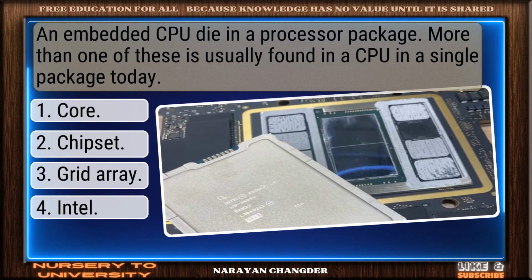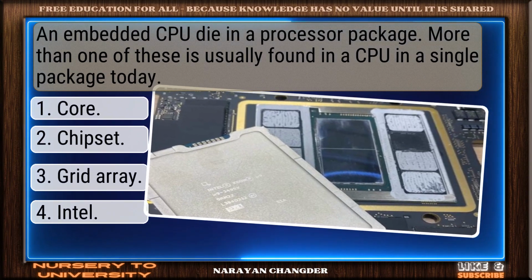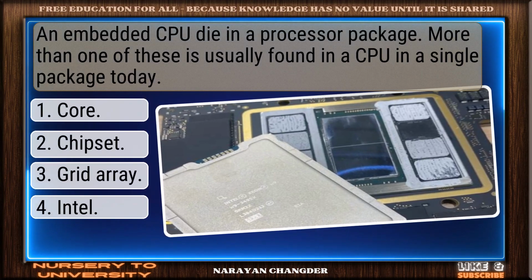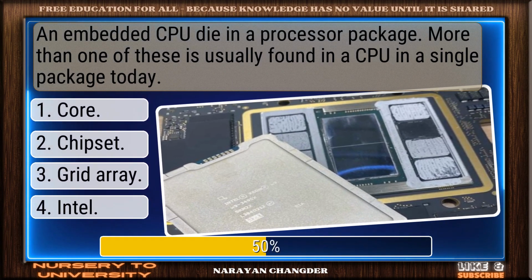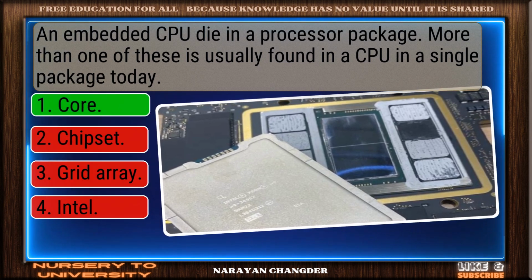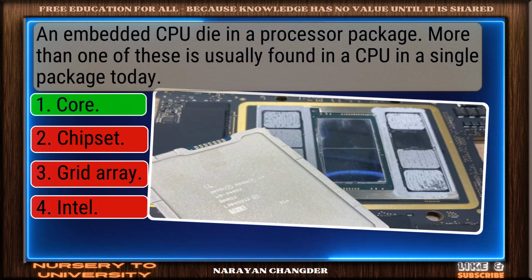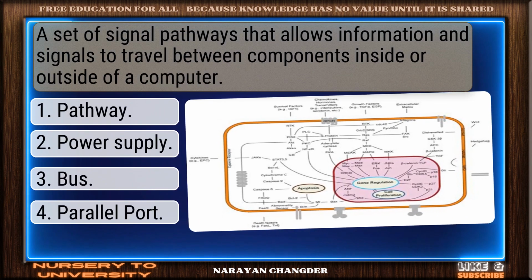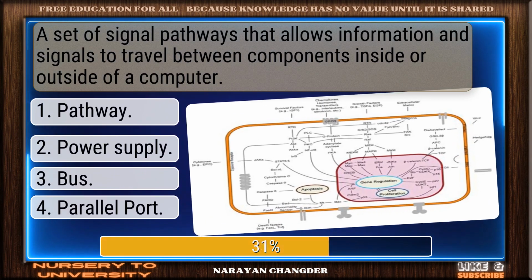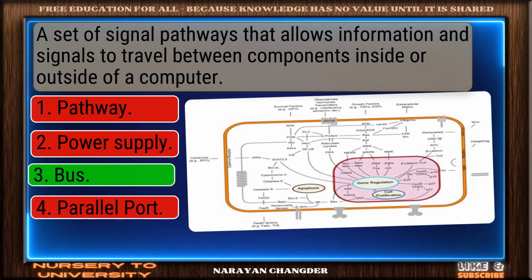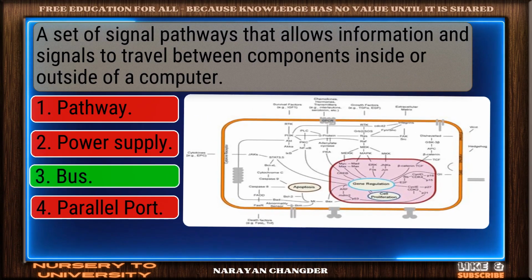An embedded CPU die in a processor package. More than one of these is usually found in a CPU in a single package today. Bravo. Core is the answer. A set of signal pathways that allows information and signals to travel between components inside or outside of a computer. Right choice. Bus is the best answer.